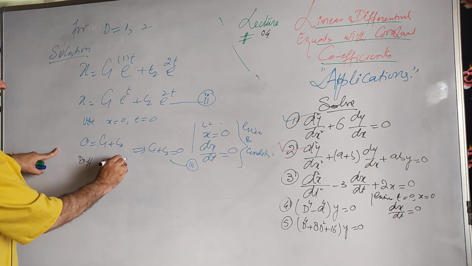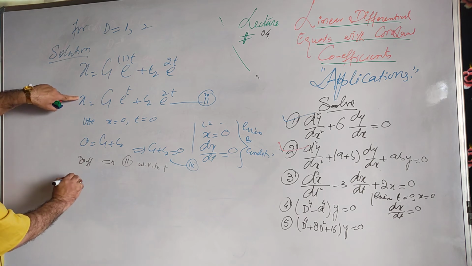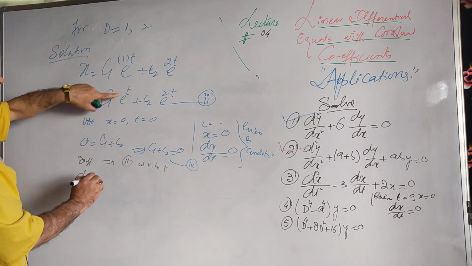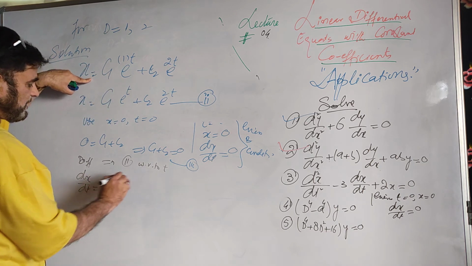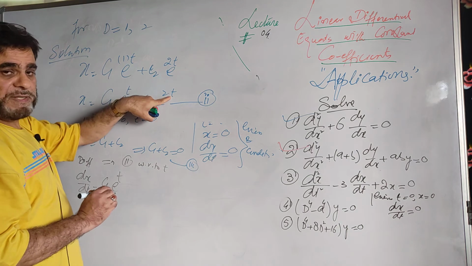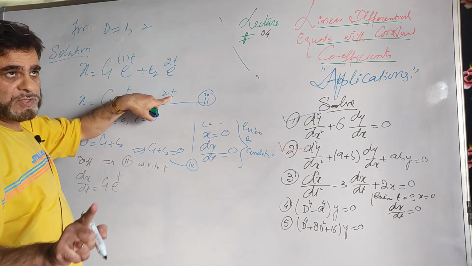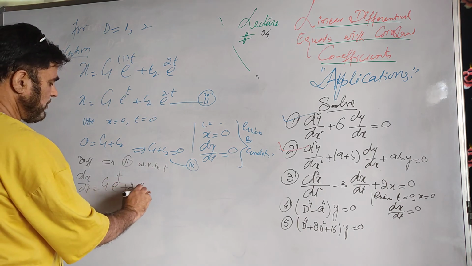Differentiate solution equation number second with respect to t. This gives you dx by dt. The derivative of c1 e raised power t with respect to t is c1 e raised power t. Then the constant times the derivative of e raised power 2t: exponential as it is, e raised power 2t, differentiation of the power is 2, log of e is 1. This is your plus 2 c2 e raised power 2t.